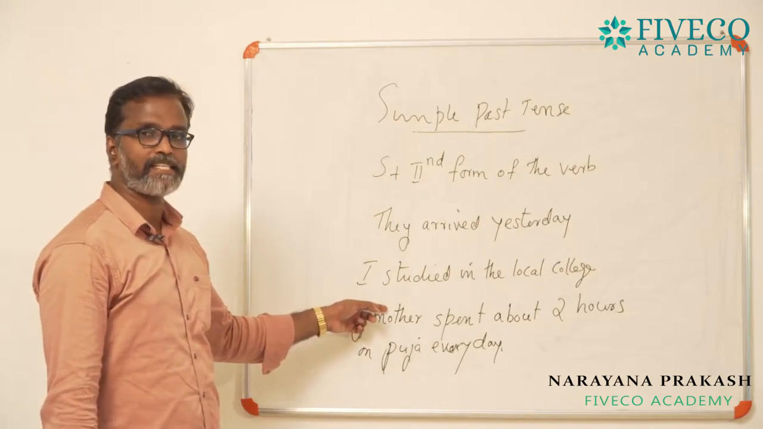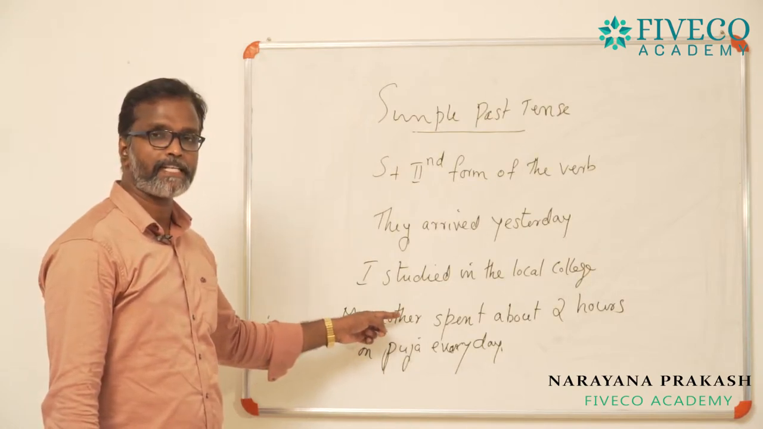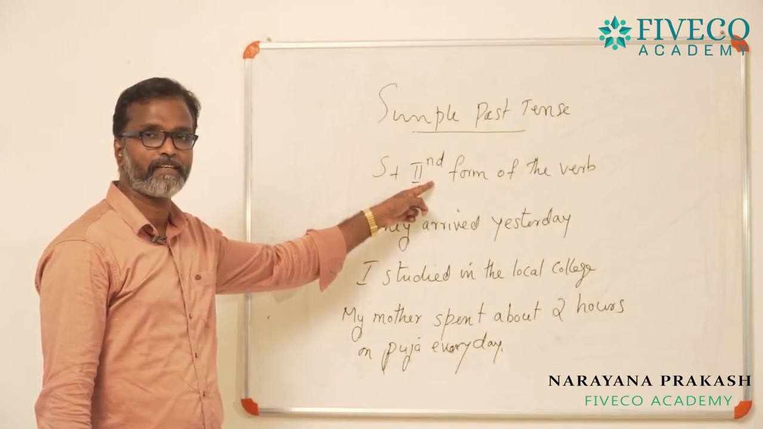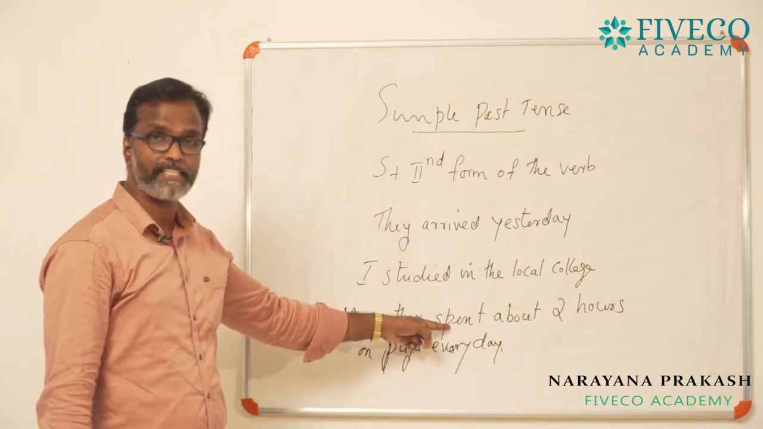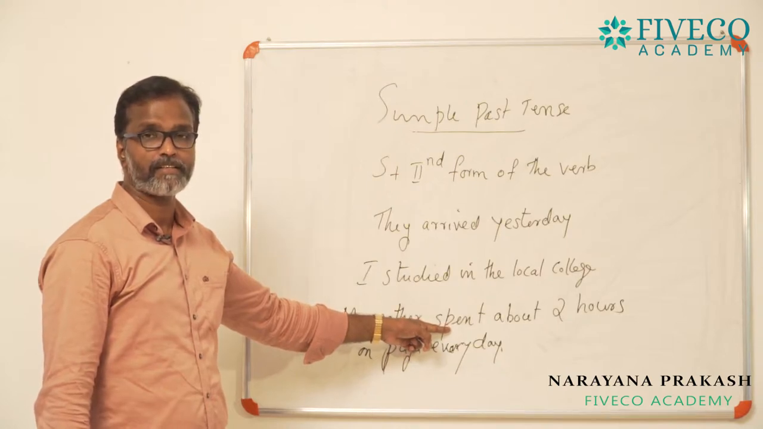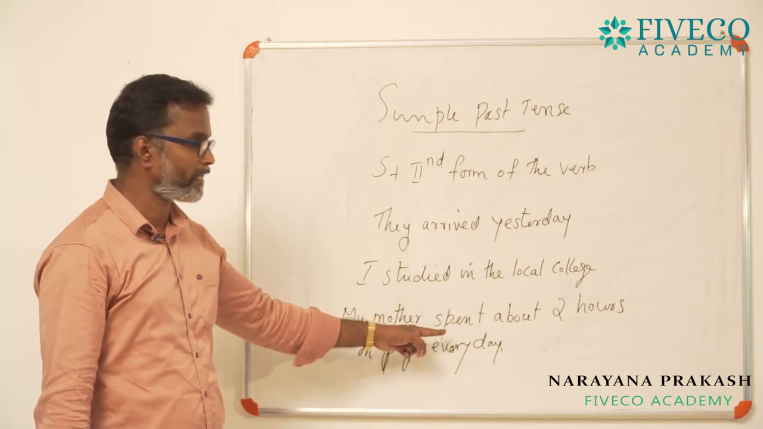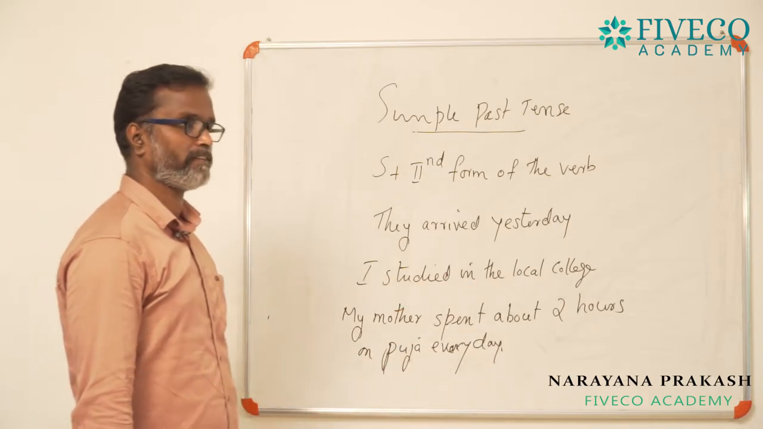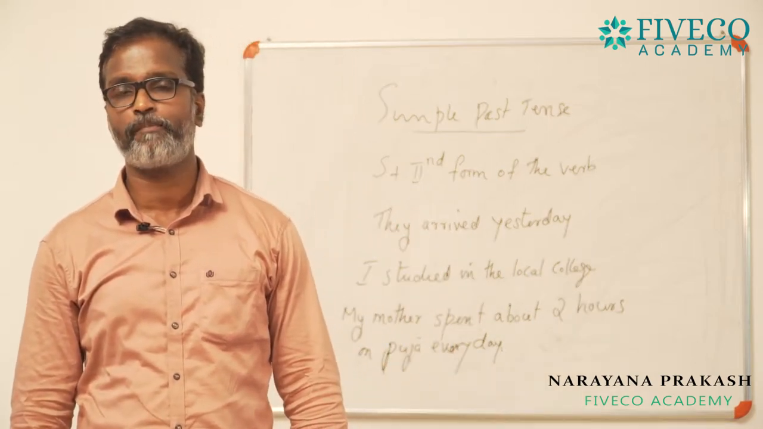So you just analyze this sentence. My mother is the subject and spent is the second form of the verb. You know which is the first form of spent? S-P-E-N-D, spend, is the first form. Whereas S-P-E-N-T, spent, is the second form. My mother spent about 2 hours on puja every day, which expresses a habitual action of the past.